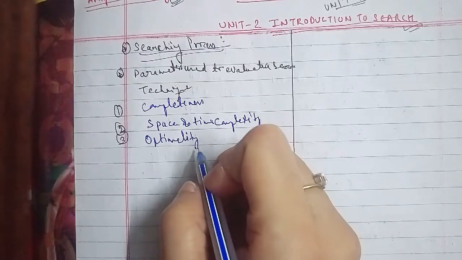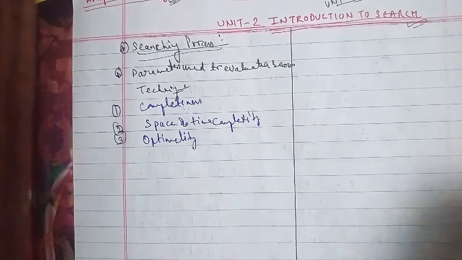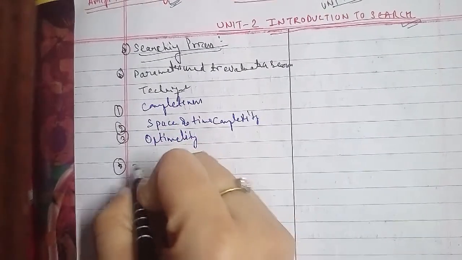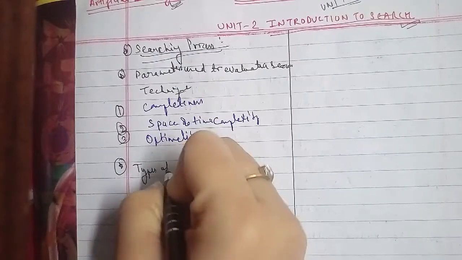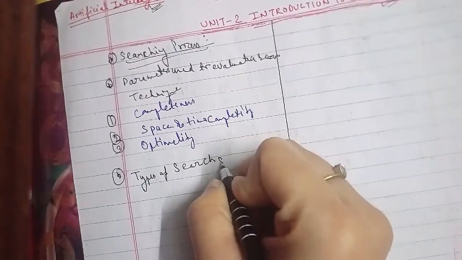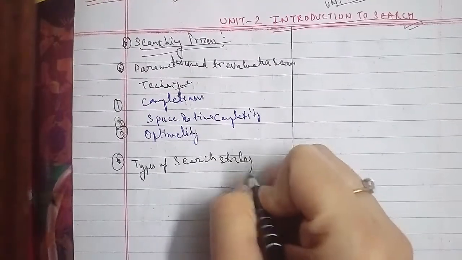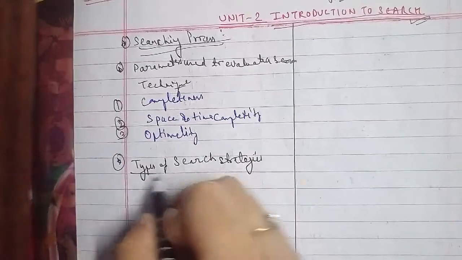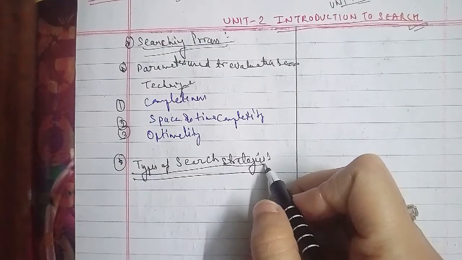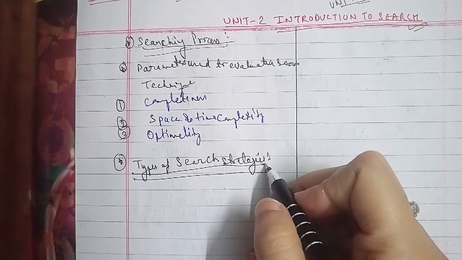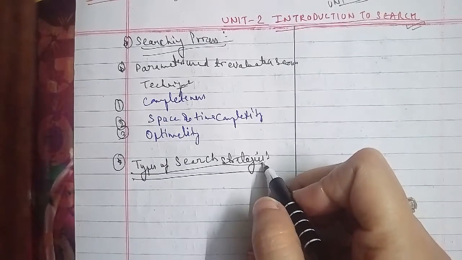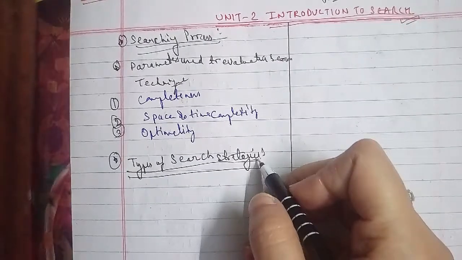Now with this we'll discuss another thing, that is to describe the types of search strategies. There are 2 types of search strategies. The first is uninformed search, and the second we have is informed search.